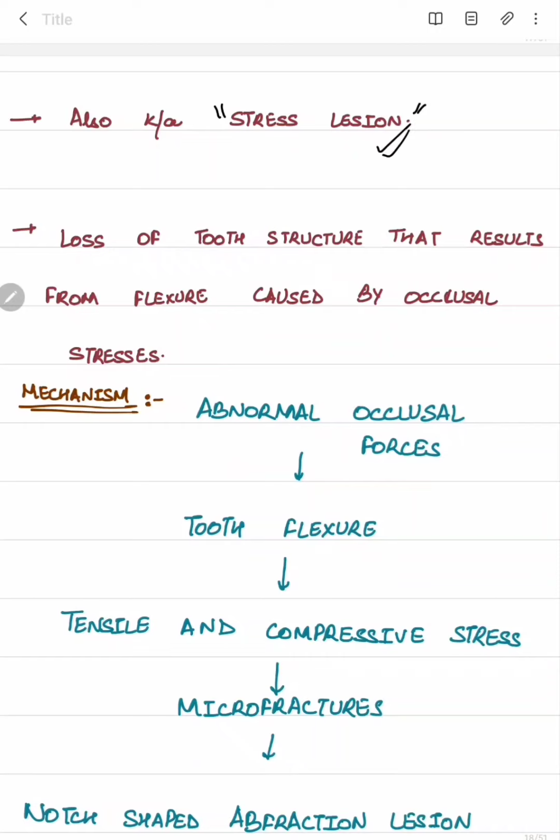Now the mechanism of abfraction. So firstly, abnormal occlusal forces will act on the tooth, right, which will result in tooth flexure. This will result in tensile and compressive stress to be generated over the crown, that is gingival third of the crown, and will lead to micro fractures. So these micro fractures over a period of time will take up a notch shaped appearance, right?